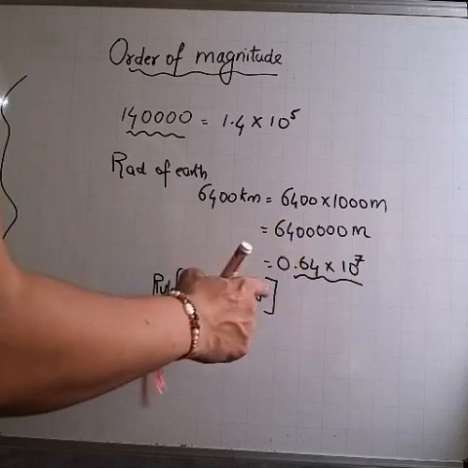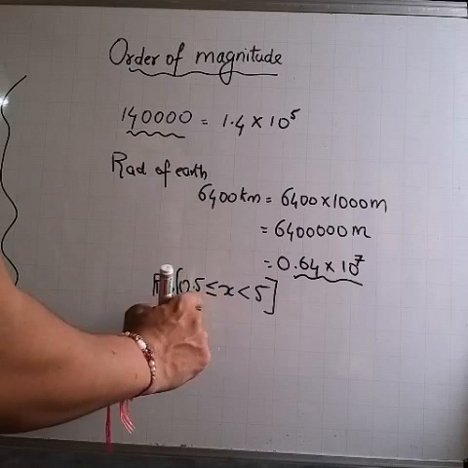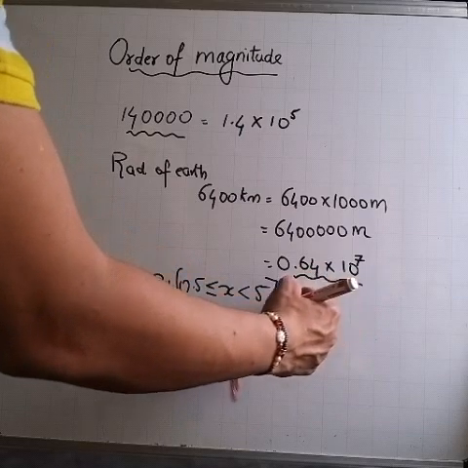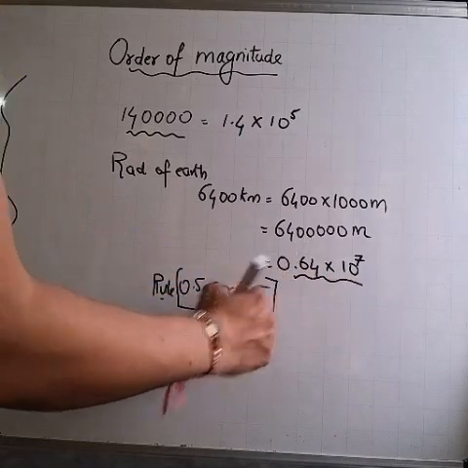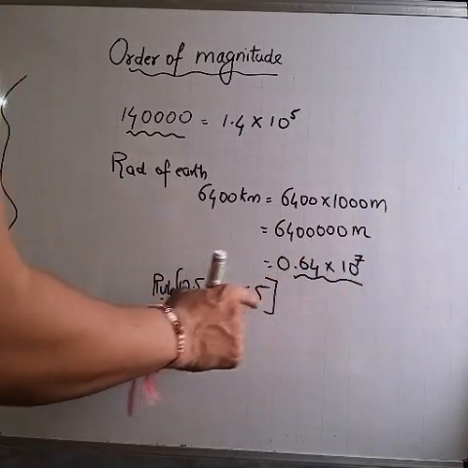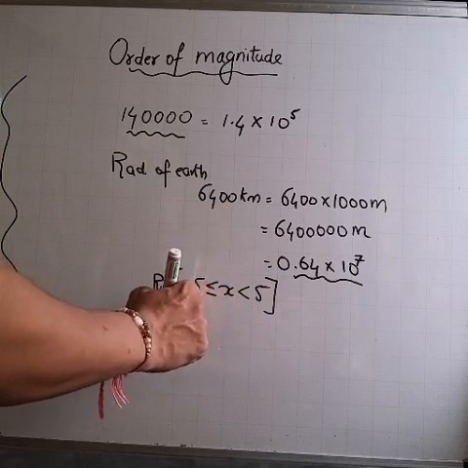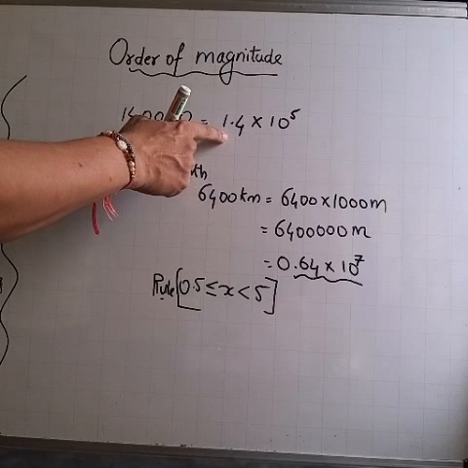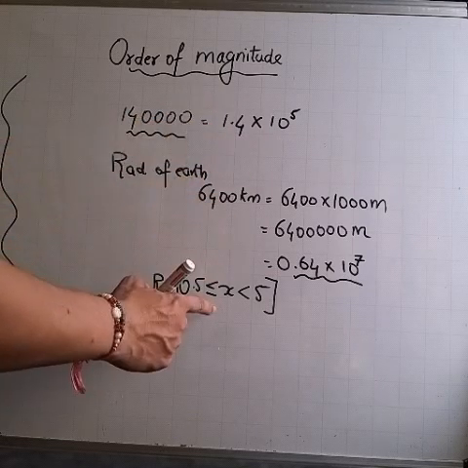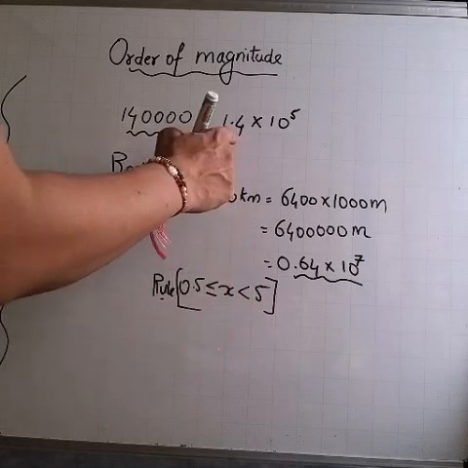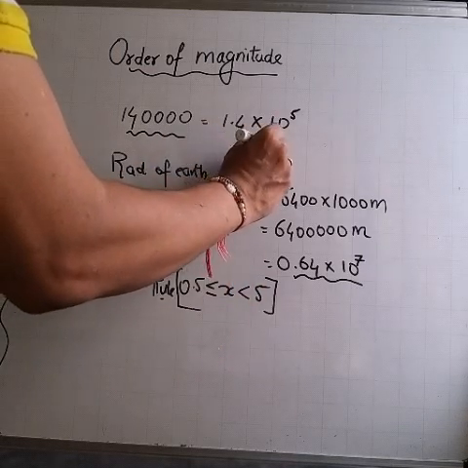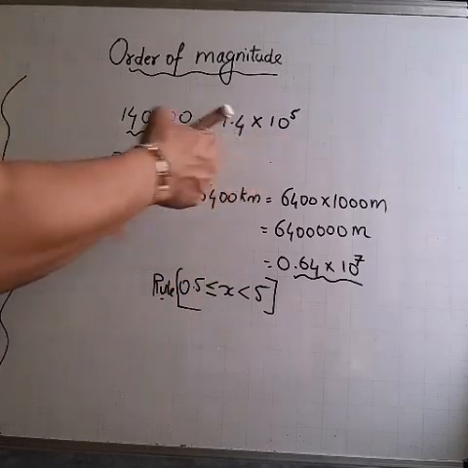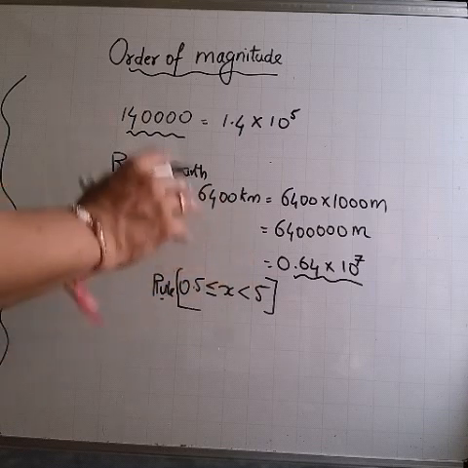look here, 0.64 comes between 0.5 and 5. If I had taken 6.4, it would be greater than 5. That is not allowed. It should be less than 5 but greater than or equal to 0.5. In the earlier case, what value did you get? 1.4. Now 1.4 comes between 0.5 and 5. If I had taken 0.14, 0.14 would be less than 0.5, so this is not allowed. Okay. In this way we find the order of magnitude.